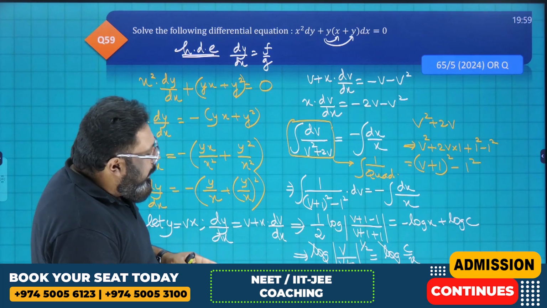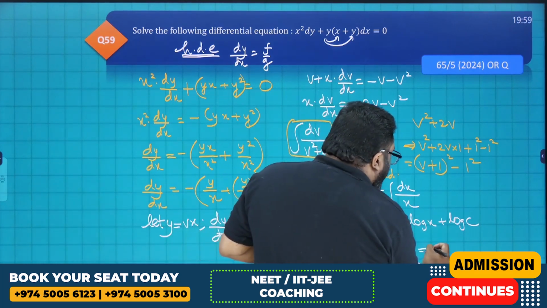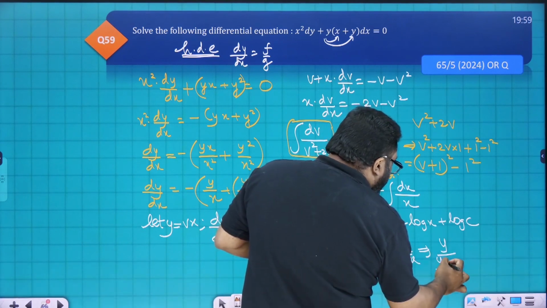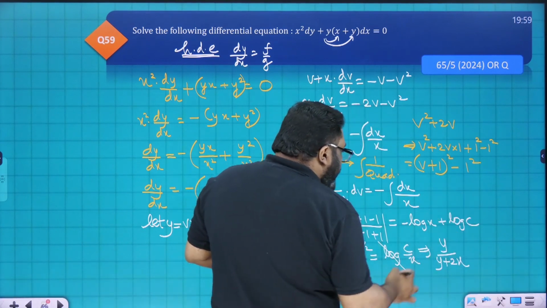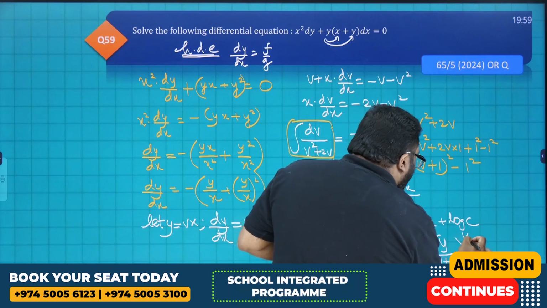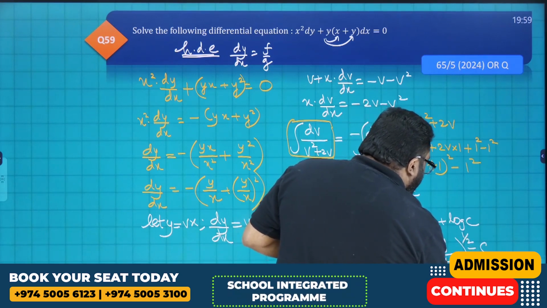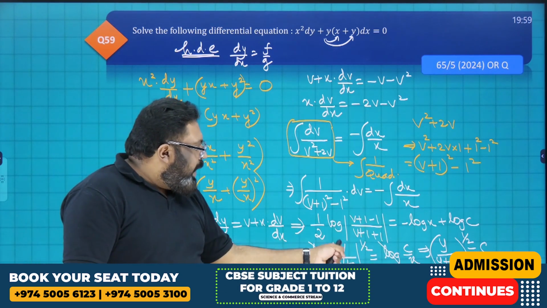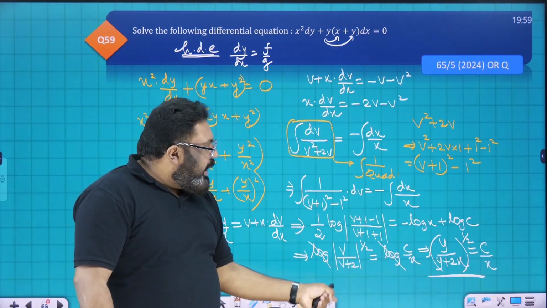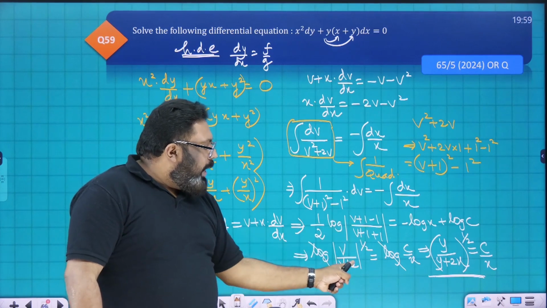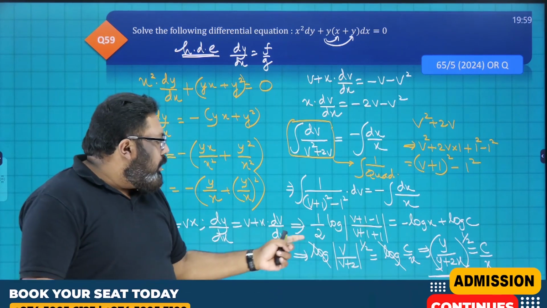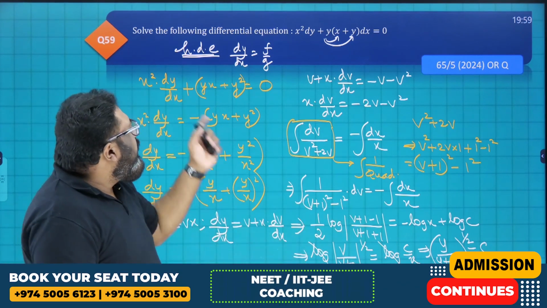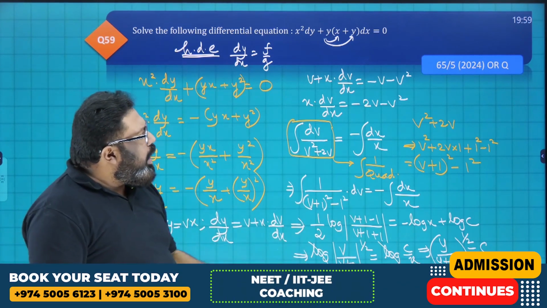V is equal to y by x. So if you put v is equal to y by x, you will get y by y plus 2x raised to half is equal to c by x. Okay, because v is y by x, so this is also y by x. LCM x will cancel off, so it becomes y plus 2x in the denominator, the whole raised to half. Log cancel on both sides, answer is equal to c by x. There is no particular solution, only general solution here.